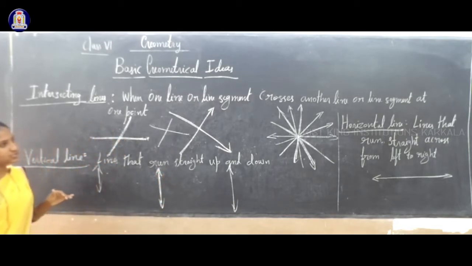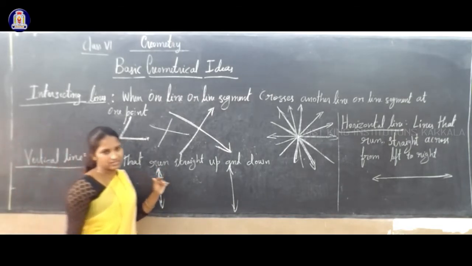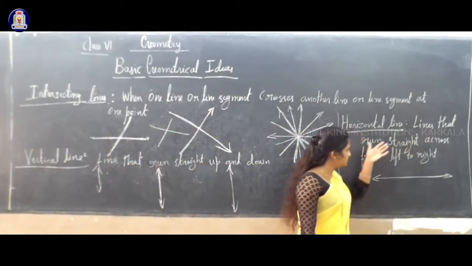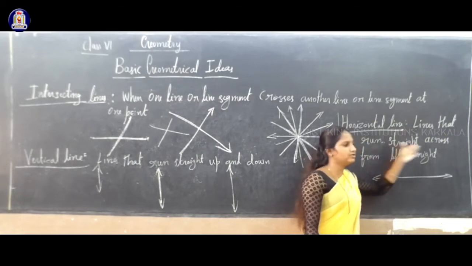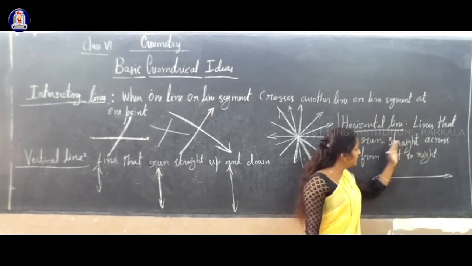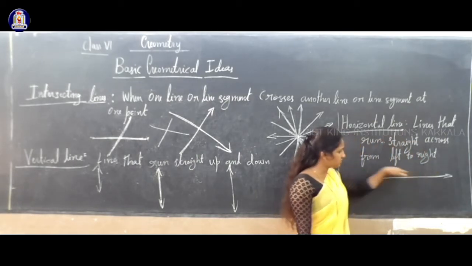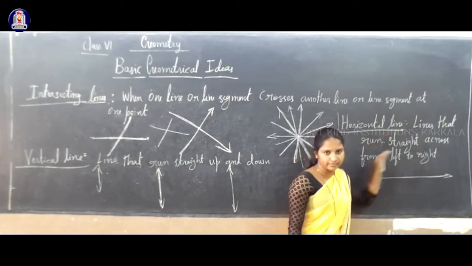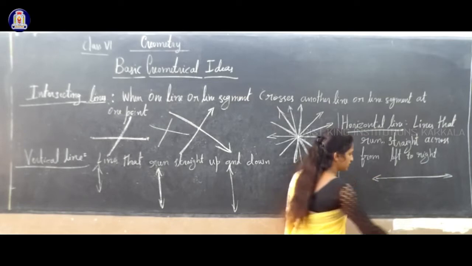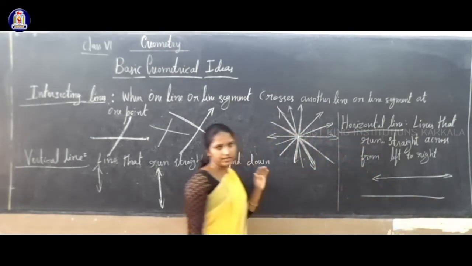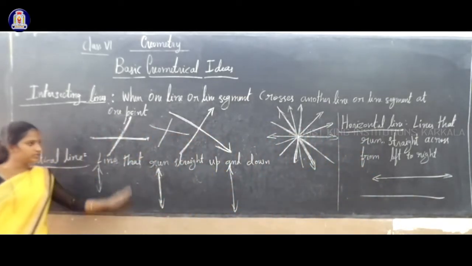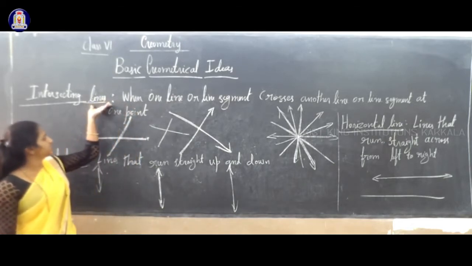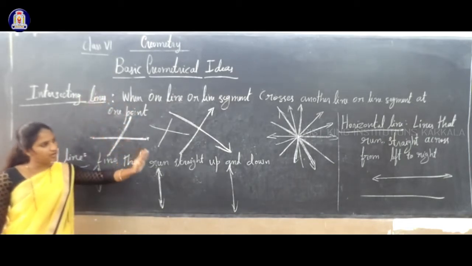Next, the horizontal line. What is a horizontal line? It means a line that runs straight across from left to right. This is a horizontal line. Clear? So this is a vertical line. Understood? These are intersecting lines, vertical lines and horizontal lines.